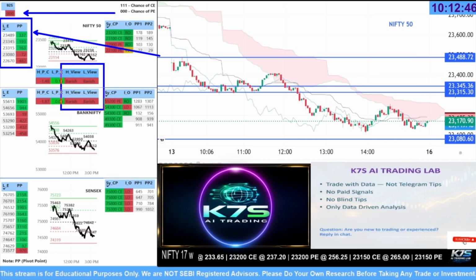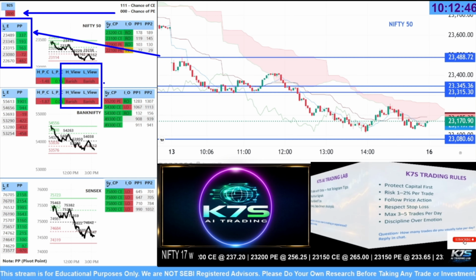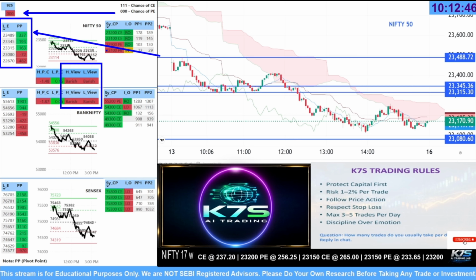This view helps us understand the possible movement range of the market during the session. Then observe the symbols mentioned in our table. Watch how those option symbols move around the pivot, support, and resistance levels. Their movement helps us understand the strength of bullish or bearish momentum in the market.